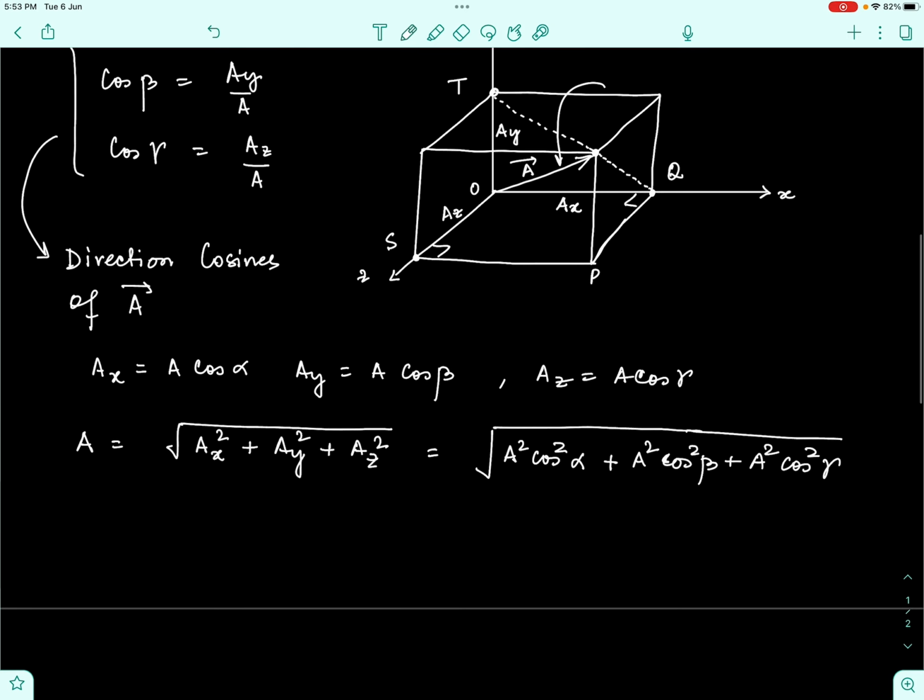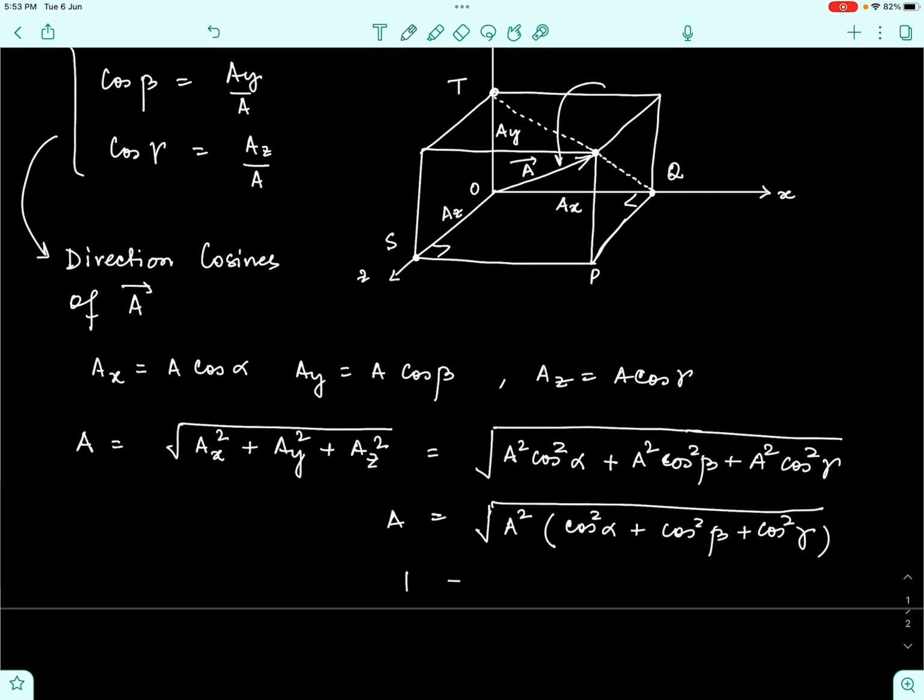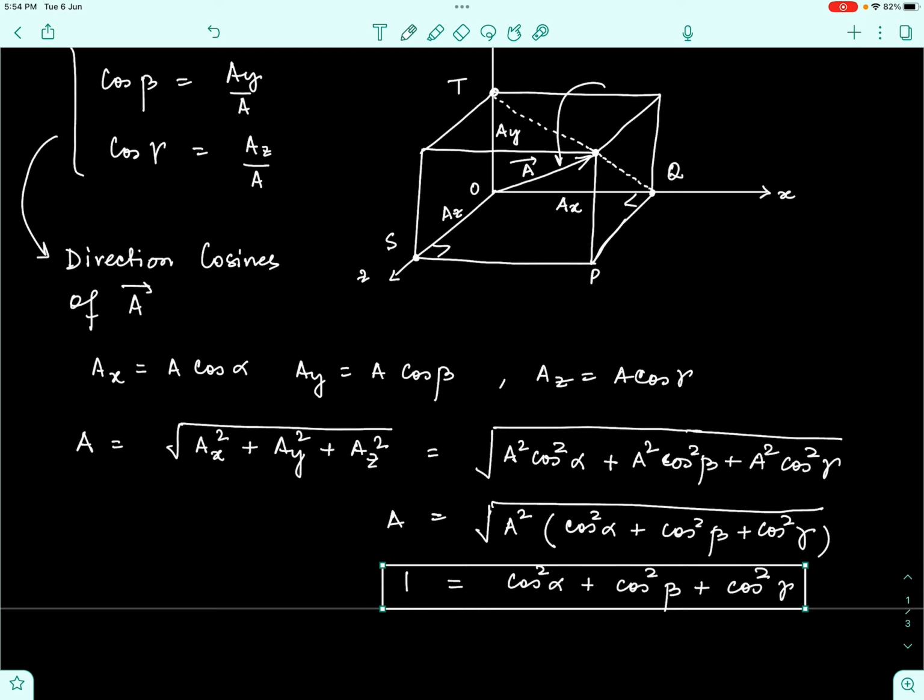Taking A squared common out of these expressions, we will get A squared within the bracket cos squared alpha plus cos squared beta plus cos squared gamma, and then taking the square on both the sides, so that A squared gets cancelled out, we will get 1 is equal to cos squared alpha plus cos squared beta plus cos squared gamma here. So, this is how the three angles that a vector makes with the x, y and the z axis are related to each other. The direction cosines are related to each other with this particular expression.